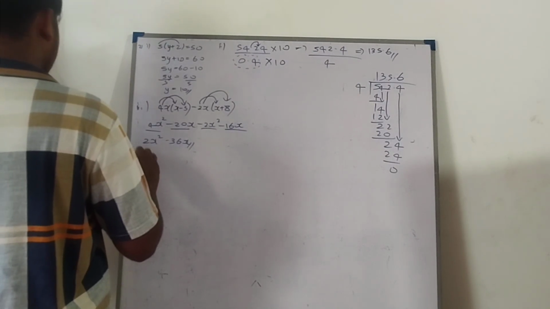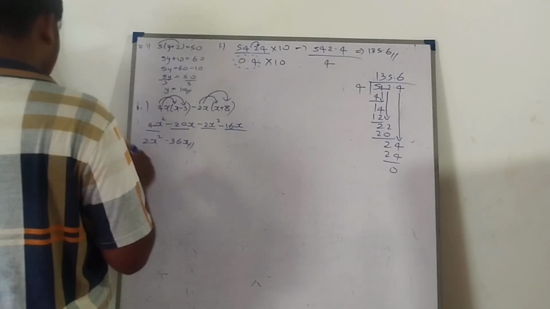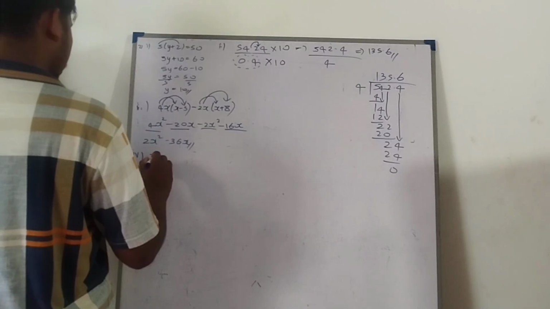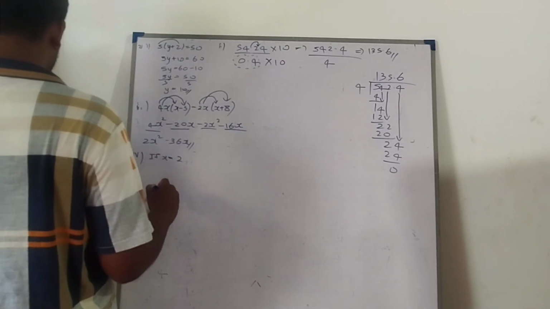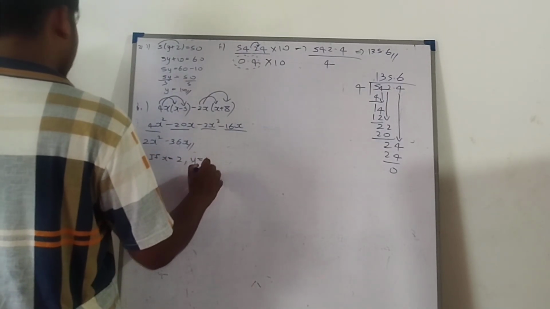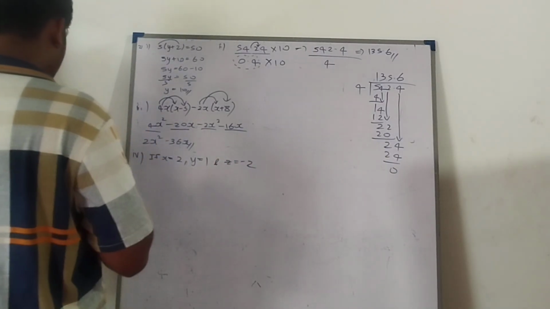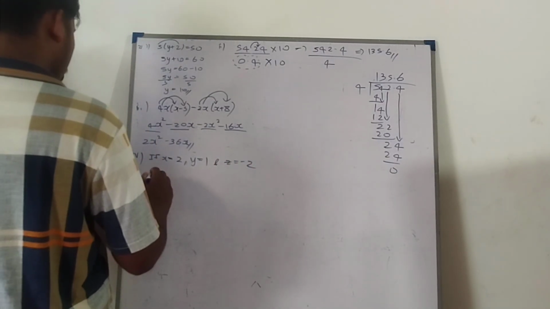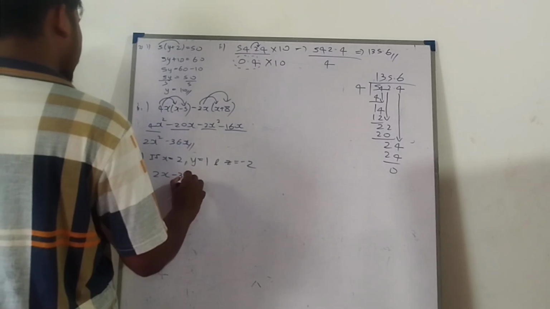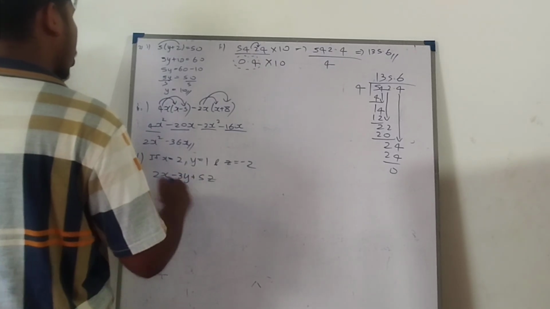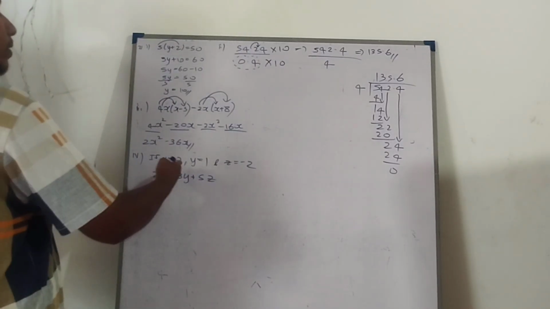Question number 4. If x is equal to 2, y is equal to 1, and z is equal to minus 2, find the value of 2x minus 3y plus 5z. This is a matter of substituting the values of x, y, z.